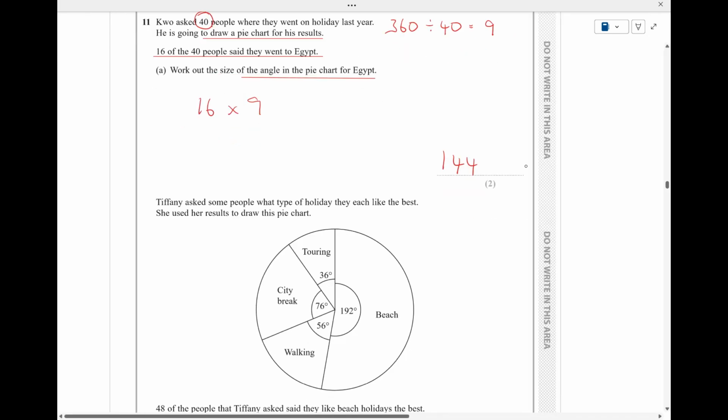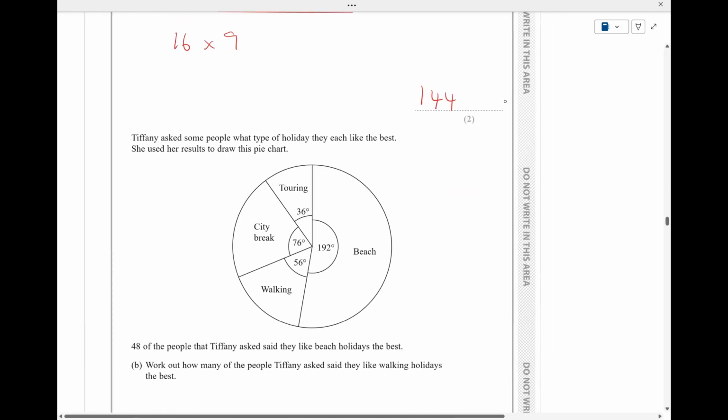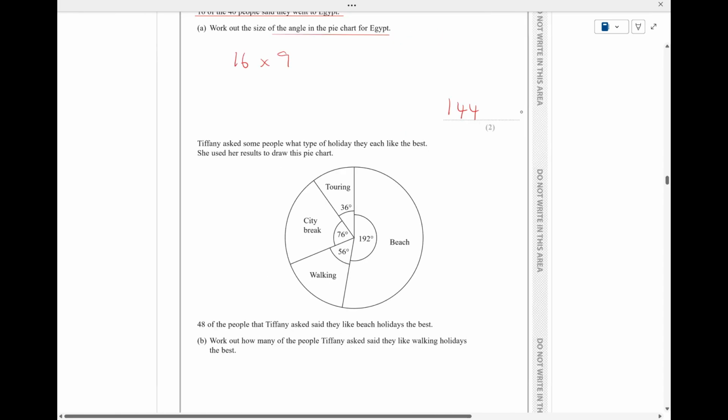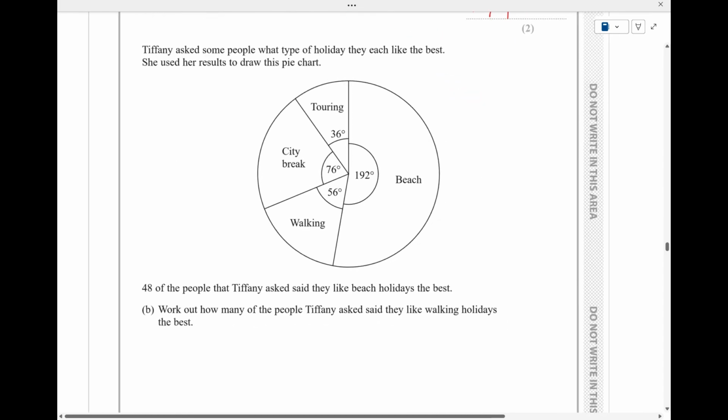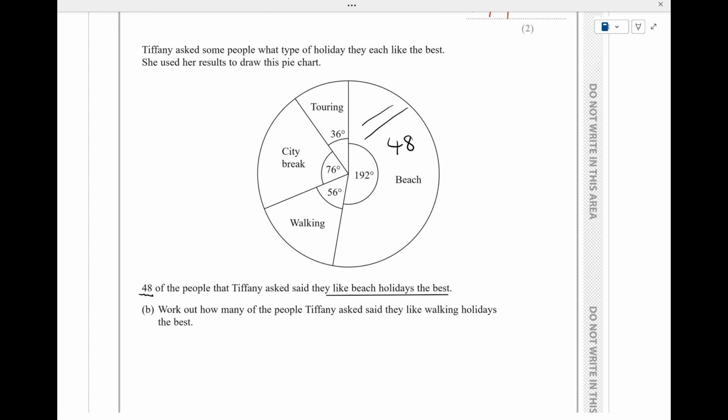Now it looks like we're on a different pie chart here. Tiffany asked some people what type of holiday they each liked best. She used her results to draw this pie chart. Have a quick look at it. Some people like going to the beach, some people like walking, some people like the city, some people like touring. 48 of the people said they like beach holidays the best. So this part of the pie chart is for 48 people.